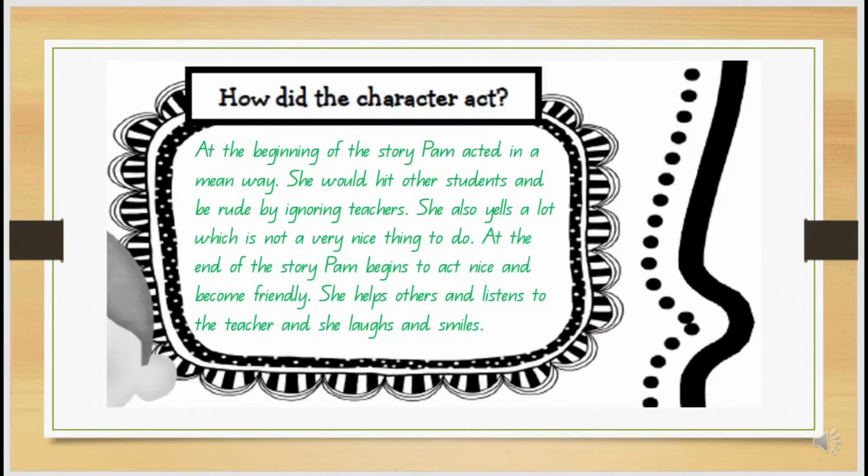How did the character act? At the beginning of the story, Pam acted in a mean way. She would hit other students and be rude by ignoring teachers. She also yells a lot, which is not a very nice thing to do. At the end of the story, Pam begins to act nice and become friendly. She helps others and listens to the teacher, and she laughs and smiles.